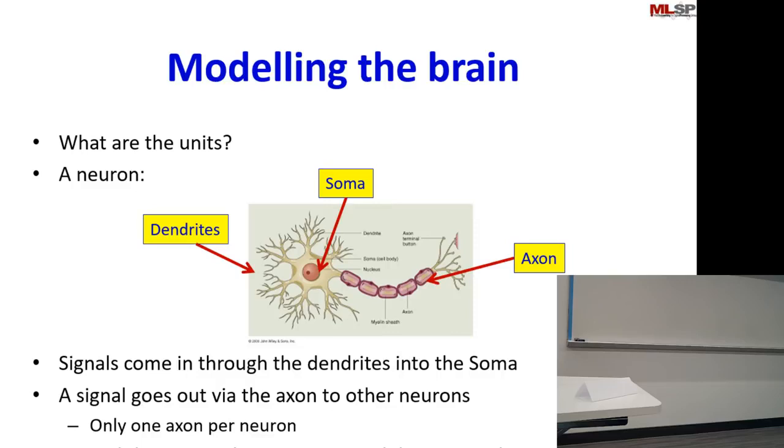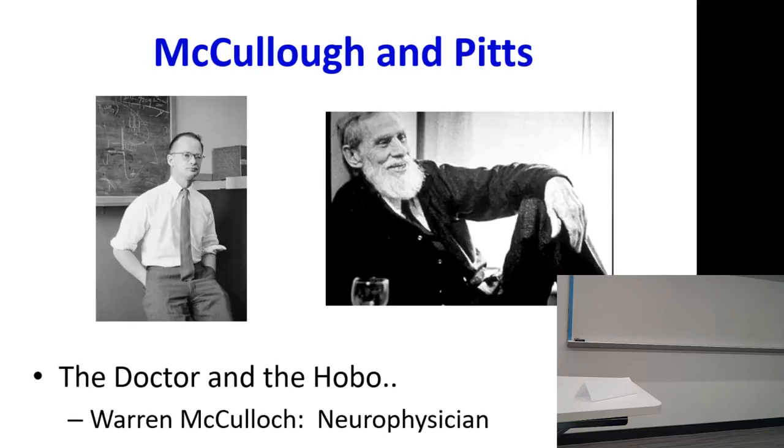Also, adult neurons don't undergo cell division. Now, this is another crazy bit of information. You don't get smarter as you grow older because you get more neurons. You get smarter as you grow older because your neurons die, right? And that should scare you. Anyway, so that's the biological neuron.